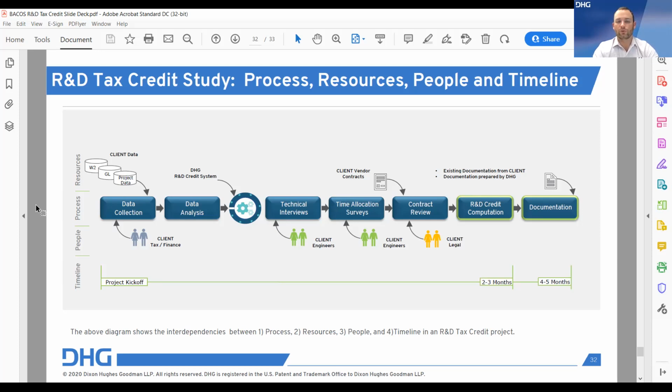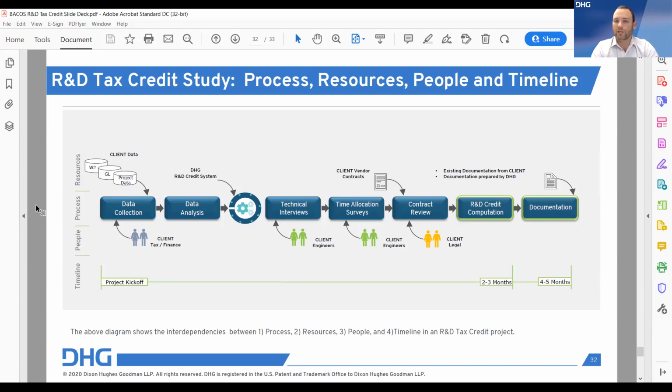Then we'll go through the analysis of that data, summarizing and organizing it on our end. And then we'll begin the process of interviewing certain technical people, such as department leaders. Maybe it's an SME or a project manager that's overseeing one of the key projects that we may choose to interview. We might have them fill out time allocation surveys if there's not time tracking, to help confirm that we have estimates of everyone's time that's doing qualified work.